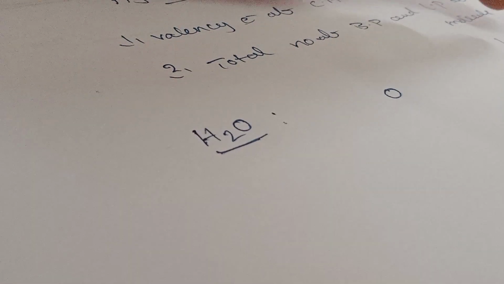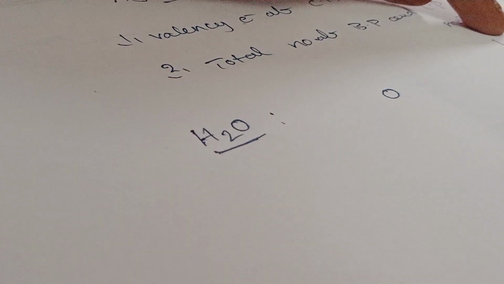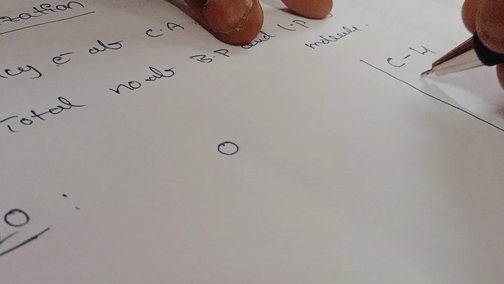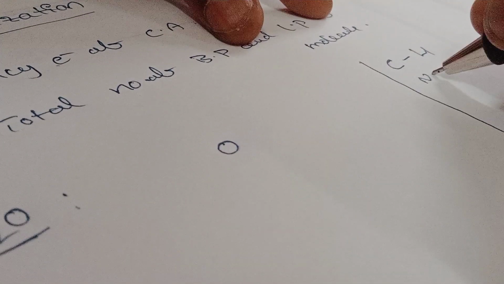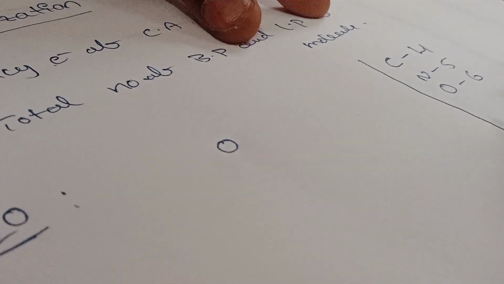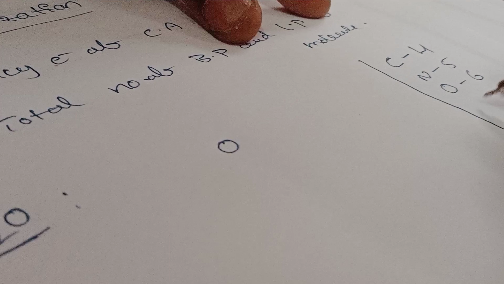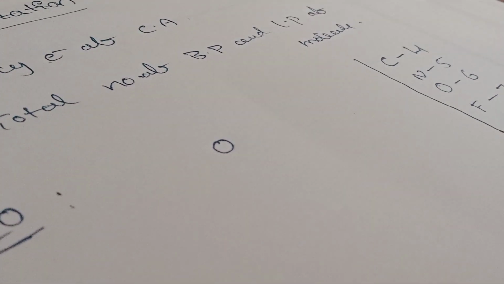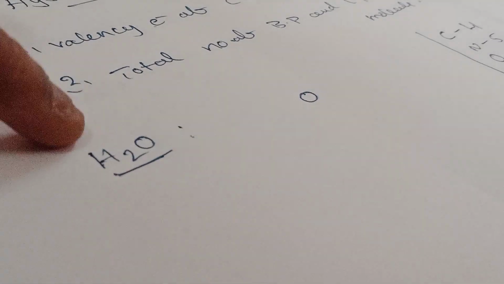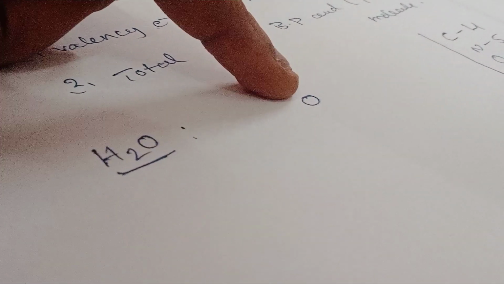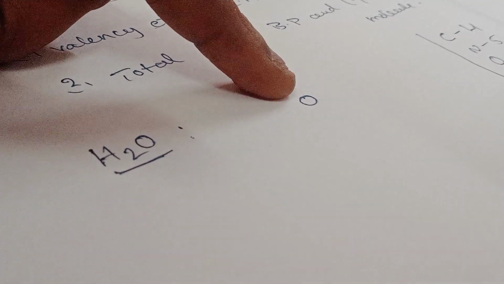The carbon group has 4 valence electrons, the nitrogen group has 5 valence electrons, the oxygen group has 6 valence electrons, and the fluorine group has 7 valence electrons. So in this molecule, oxygen is the central atom. The electrons are 6.